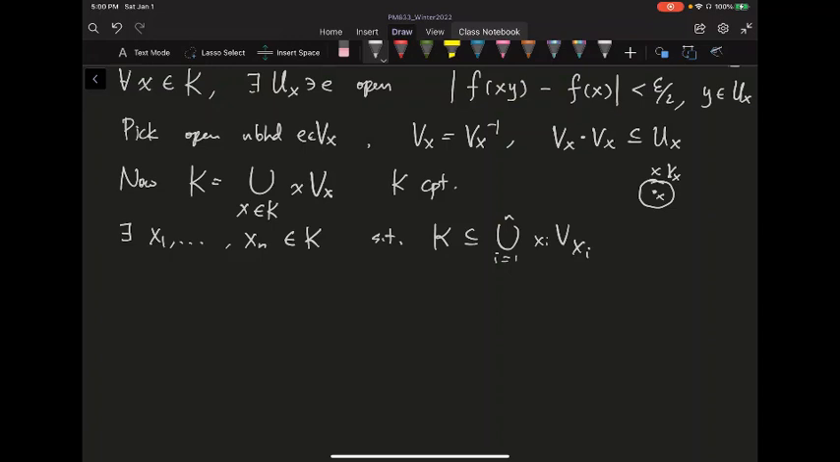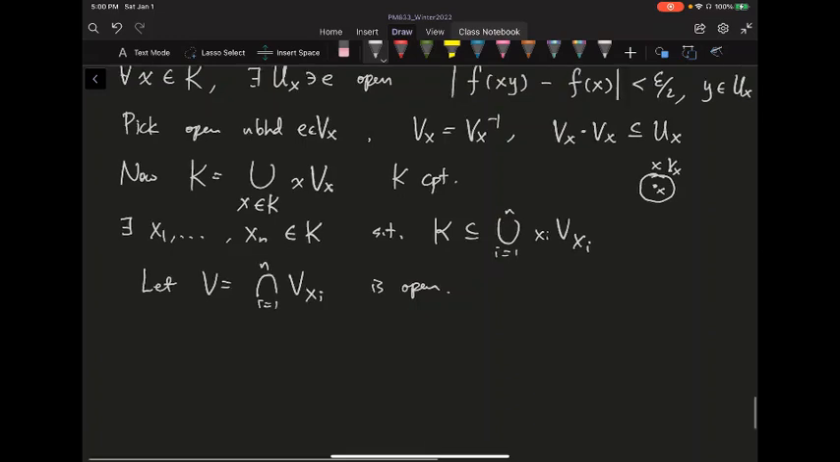So I want to show that when y is close enough to the identity, in other words, in a small enough neighborhood, then f(xy) and f(x) are really close, okay? So let's let v be the intersection of all these v(xi), i going from 1 to n. And because I'm taking the intersection of finitely many open sets, this is open, okay? So I have something that's open.